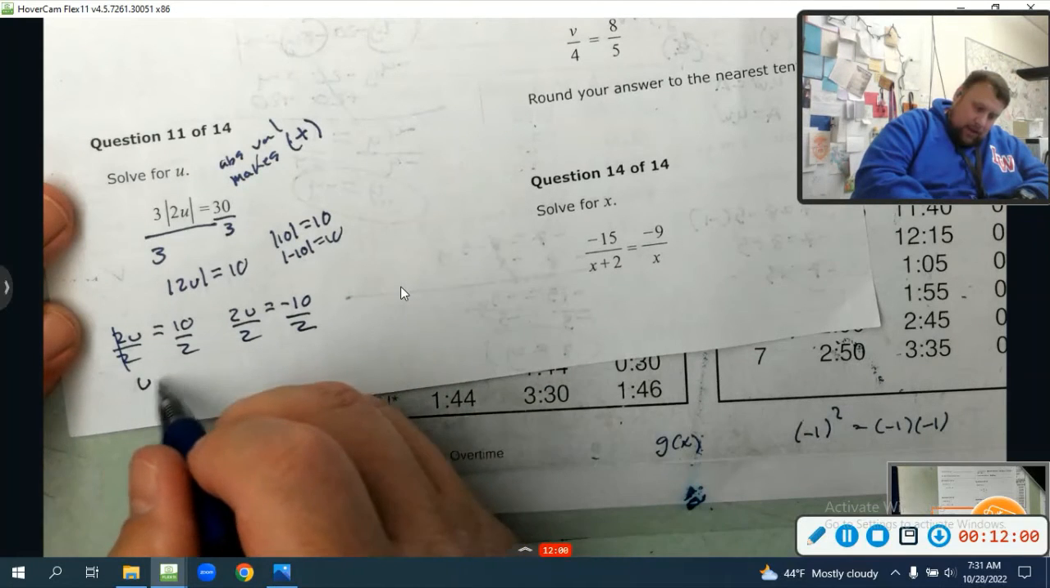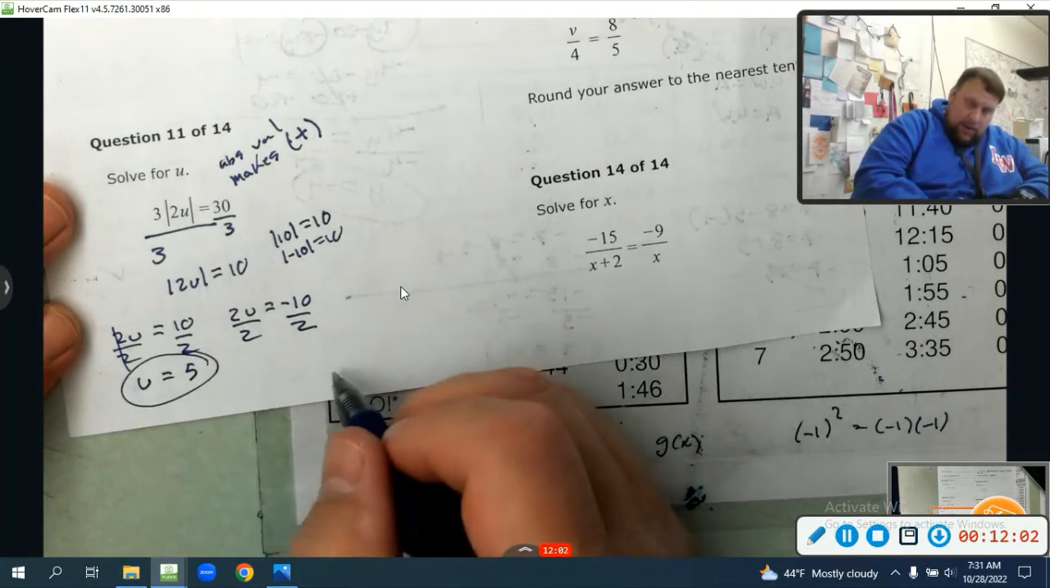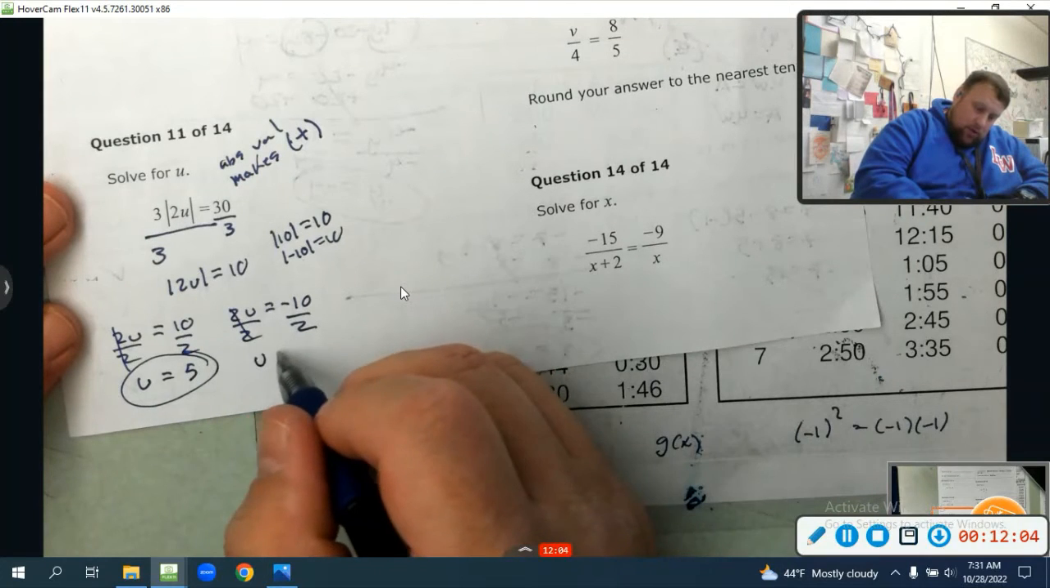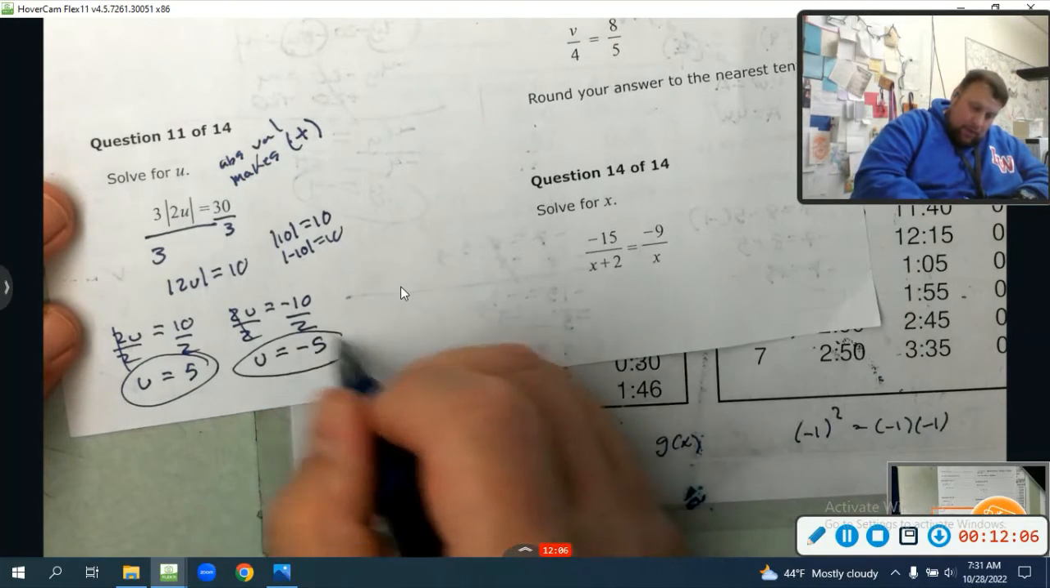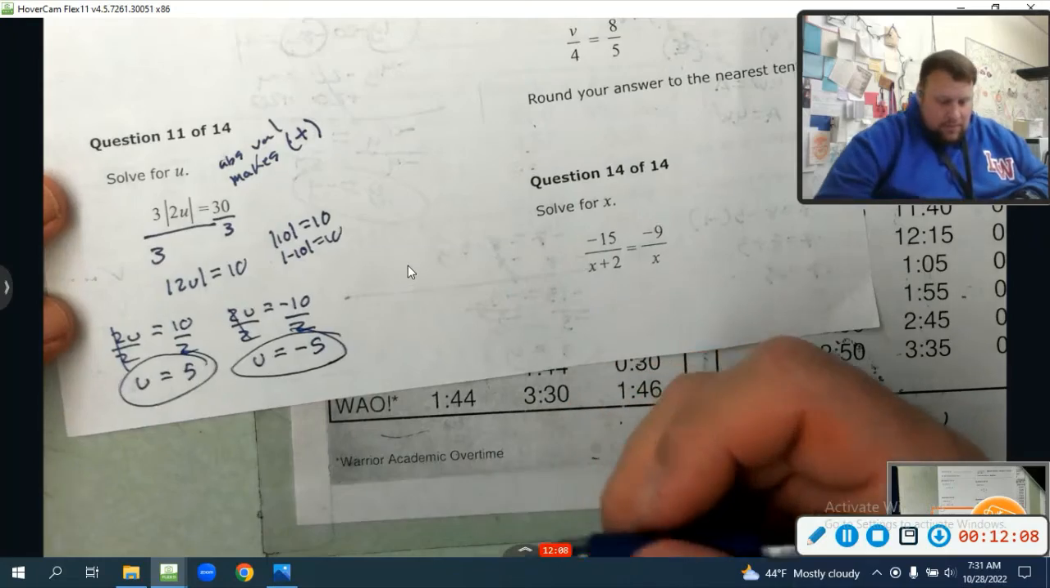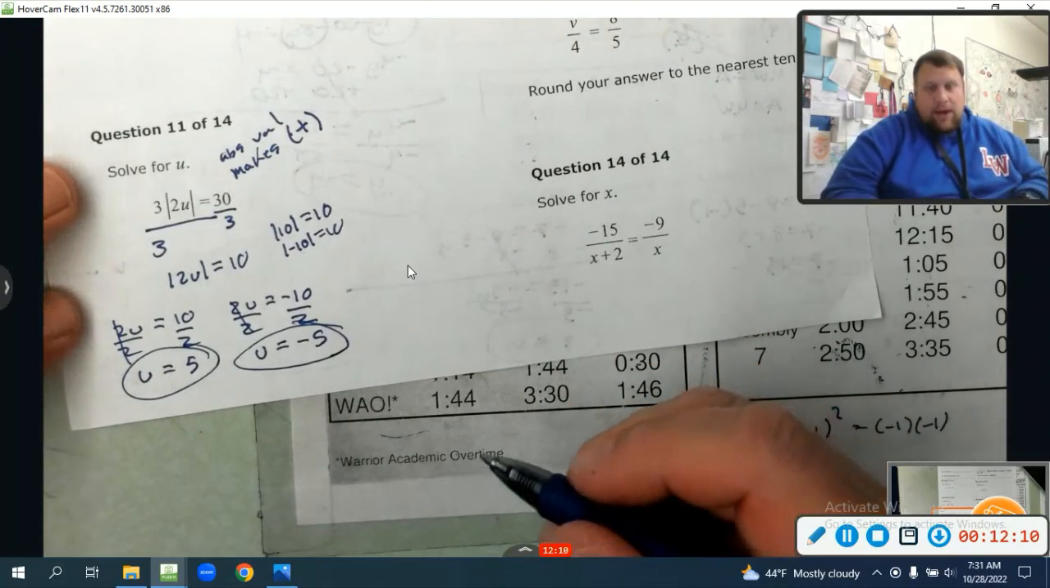And what do I get? u can equal 5. Boom, that's one answer. Or u equals negative 5. Boom, that's another answer. Absolute value, let's not forget it.